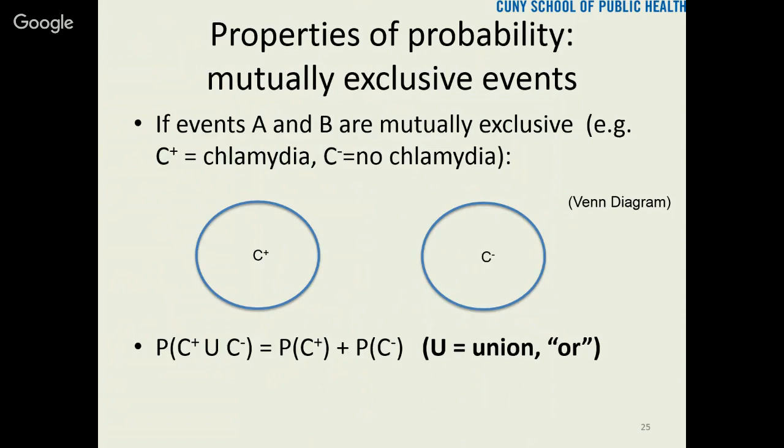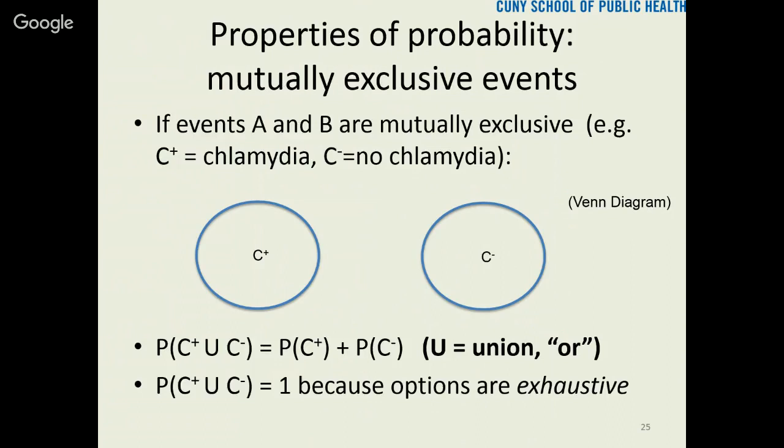So the probability of the union of these two events, so this would be the probability of either having chlamydia or not having chlamydia, is just the sum of those two events. If they were not mutually exclusive, there would be overlap here, and that probability would be less than what we write here because of that overlap. You wouldn't just add them because there's also a probability that you have both.